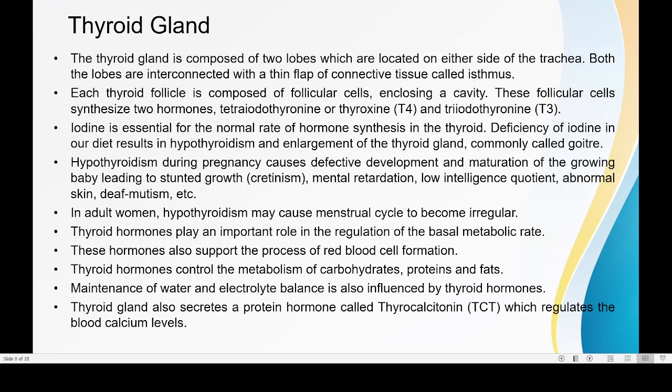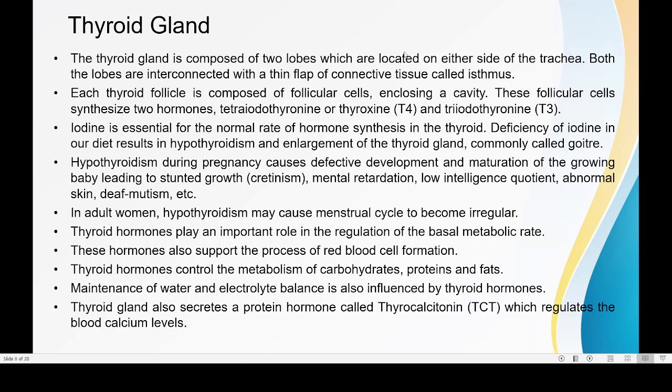Now in the case of the thyroid gland, there are two portions, on the right side as well as the left side, and there is a connecting bridge-like portion here. So this is a view of the thyroid gland. A thyroid gland is composed of two lobes. This is the right lobe and this is the left lobe, located on either side of the trachea. Here also you can see this is the trachea, and these lobes are situated on either side of the trachea.